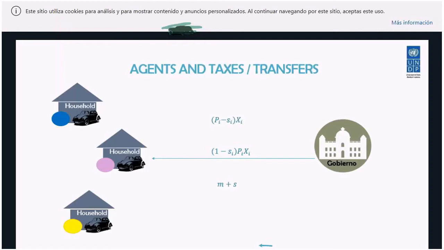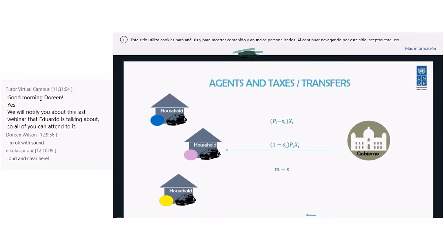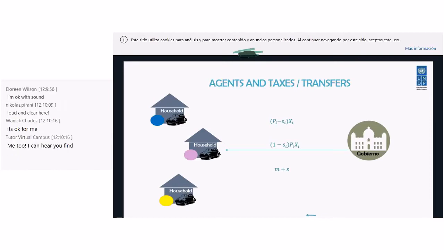Eduardo, I think we are having some difficulties hearing what you're saying in the last minute or so. If you could repeat, please. Thank you. Okay. Doreen says that she's okay with sound. Probably it was only me. Sorry. So go ahead. But how about the rest of you? Yes, it's very clear. Okay, we listen to you. Go ahead.